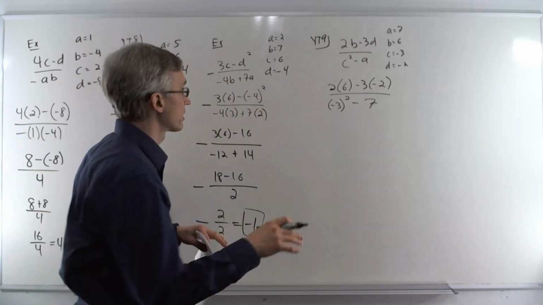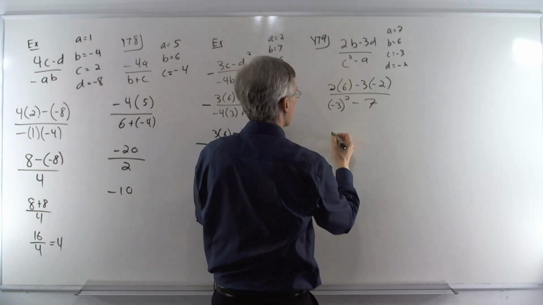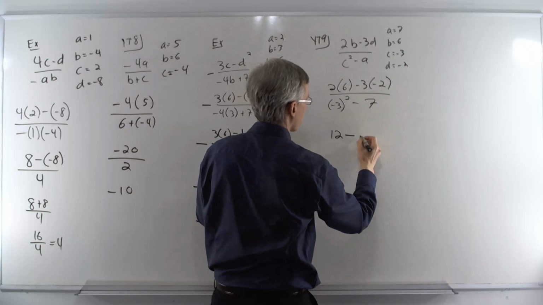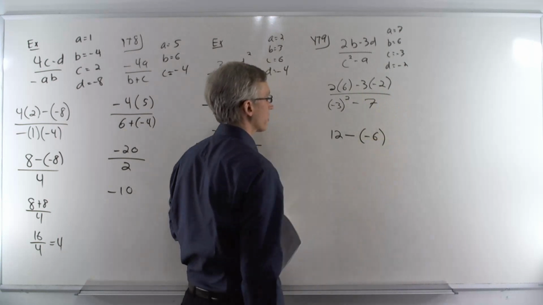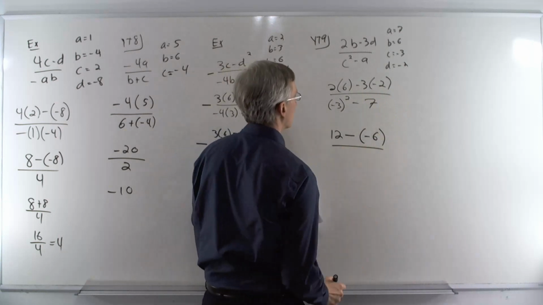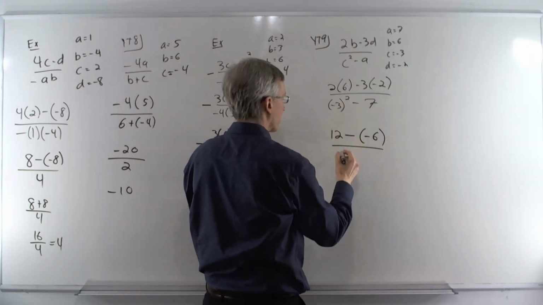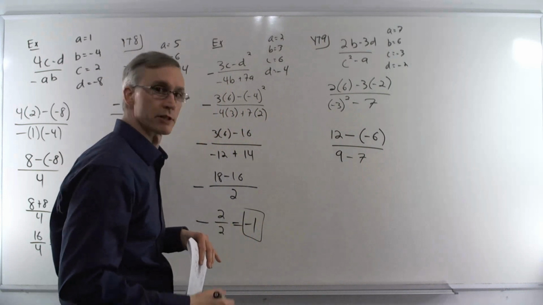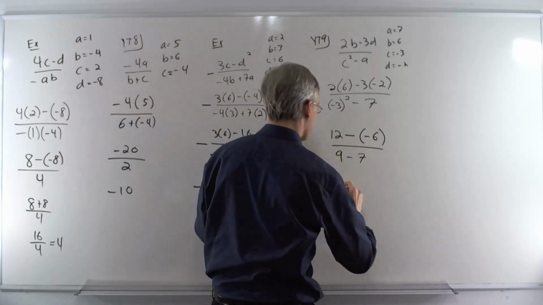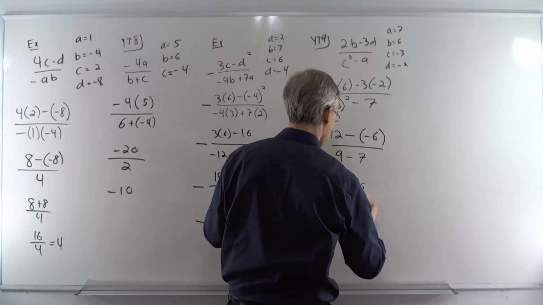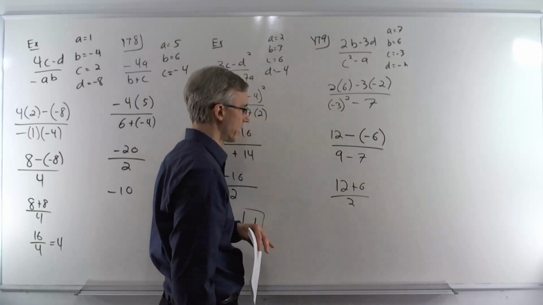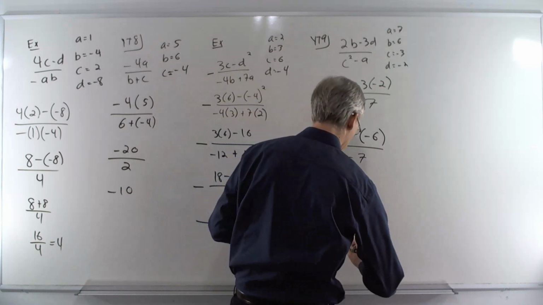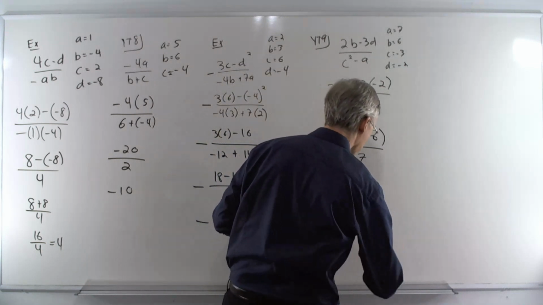Now, order of operations on top, we've got multiplication over here, so that's going to be 12, subtracting, and then we can go ahead and do this multiplication to get negative 6 on the right. And over here, negative 3 squared, that's positive 9, so 9 minus 7 on the bottom. Now the top is going to convert to addition. Subtracting a negative turns into addition, so 12 plus 6 over 2 will finish off the denominator. Adding together the top, that gives us 18 over 2, or 9.